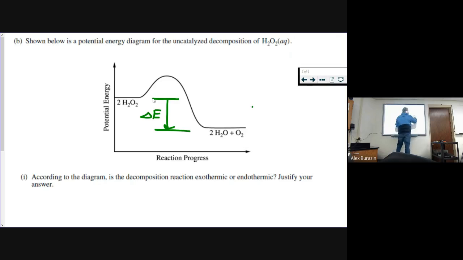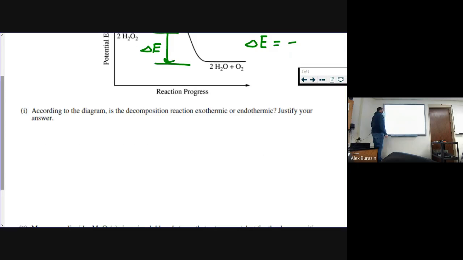Delta E is negative, meaning energy is lost, meaning we have an exothermic process, right? So this is exothermic. Why? The potential energy of my reactants is higher than the potential energy of my products, aka energy has been lost throughout the process. Yeah, it's as simple as that.